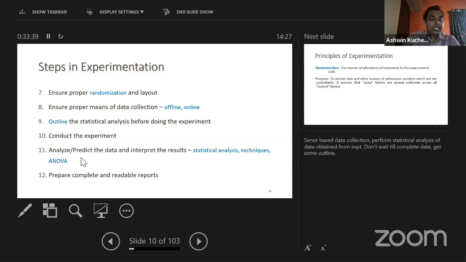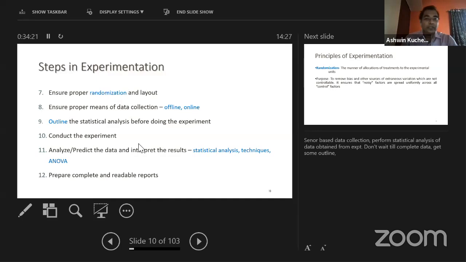Conduct the experiment, then analyze and predict using statistical analysis tools like ANOVA. In ANOVA, you can look at significance, p value, r square, and so on. We will be discussing it in our further slides. Then finally, prepare a complete and readable design of experiment report, which will tell you the design space you have worked on. The DOE report will be useful for determining the formulation specifications or the process specifications. So don't wait till your data is complete. As soon as you get the data, start analyzing, predicting, and utilizing the time for statistical analysis.